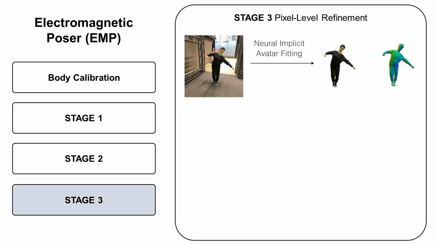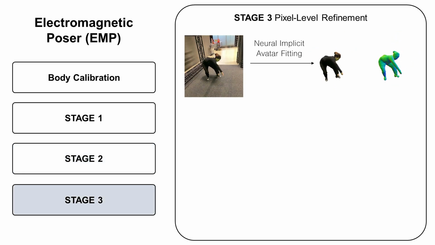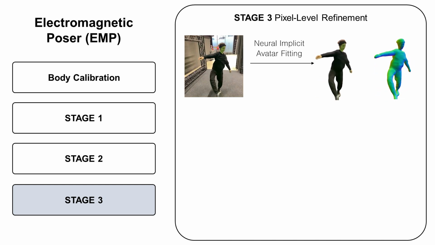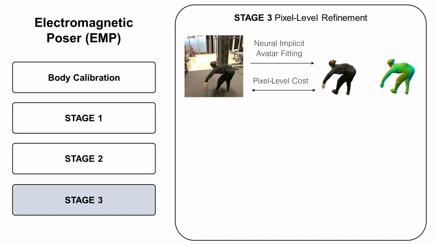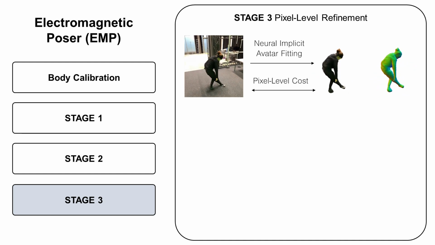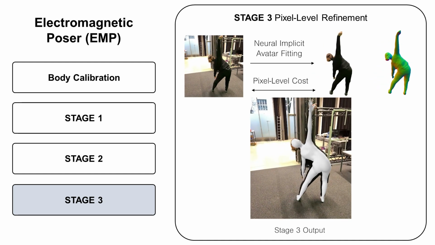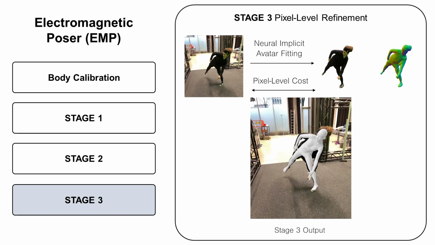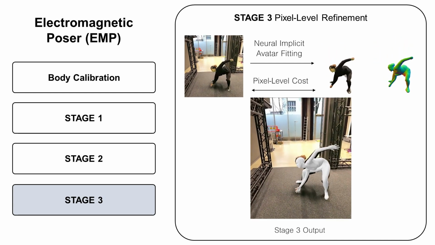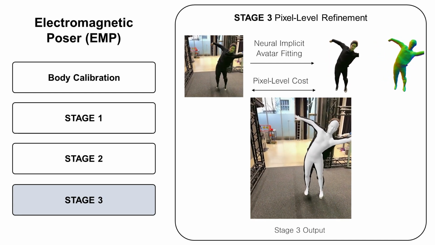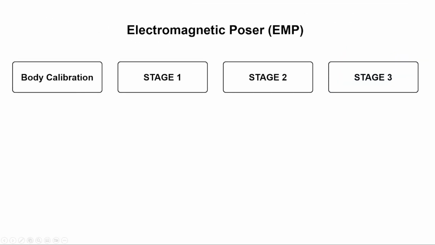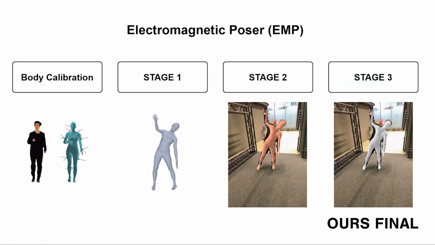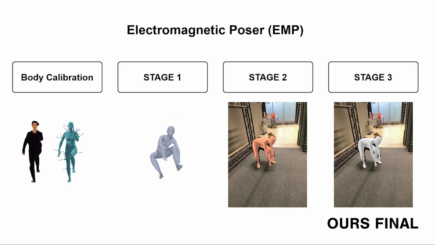In the third and final stage, we refine the SMPL estimates from the second stage by fitting a neural implicit avatar model to reconstruct detailed human surface geometry and appearance. This allows us to formulate a dense pixel-level objective to boost pose-to-image alignment and smoothness. With this multi-stage design, our final result displays high quality both for 3D pose and pose-to-image alignment.